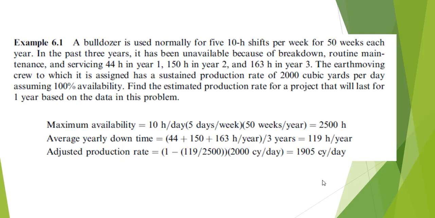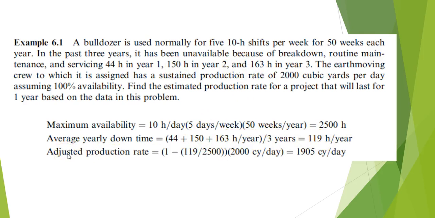If you want to maximize production, you maximize availability of equipment, and there are a lot of reasons why equipment isn't available. But getting back to this problem, we can go ahead and calculate the maximum availability, which is 10 hours a day, 5 days a week, 50 weeks a year, which is 2,500 hours. Then we find that the average yearly downtime from the 44, the 150, and 163, we add those together, divide by 3, is 119 hours per year.